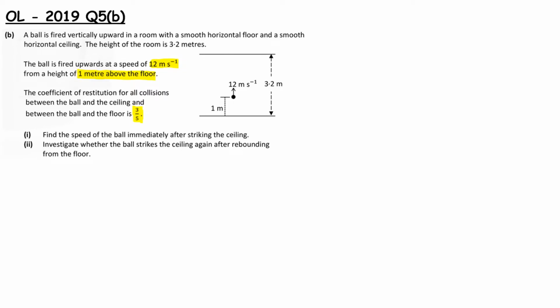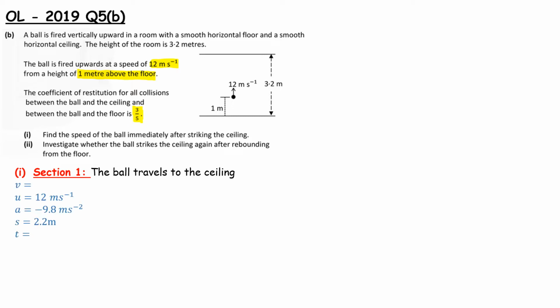Working on part 1 first, we need to understand all the different sections that are involved. They want the speed of the ball immediately after striking the ceiling. So the first thing we have to understand is its journey to the ceiling, then the bounce off the ceiling, and then we'll understand the speed of the ball. I'm going to break this down into sections. The first section is the ball travels to the ceiling. So I'll set up my V, U, A, S and T.